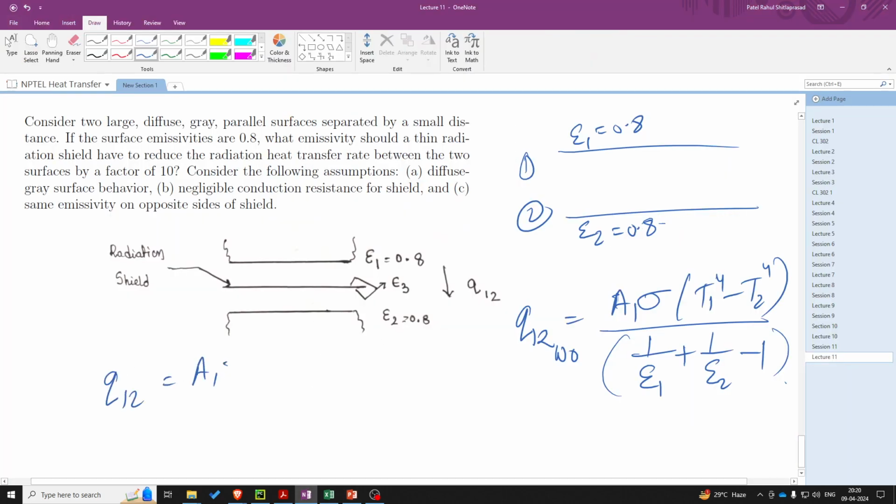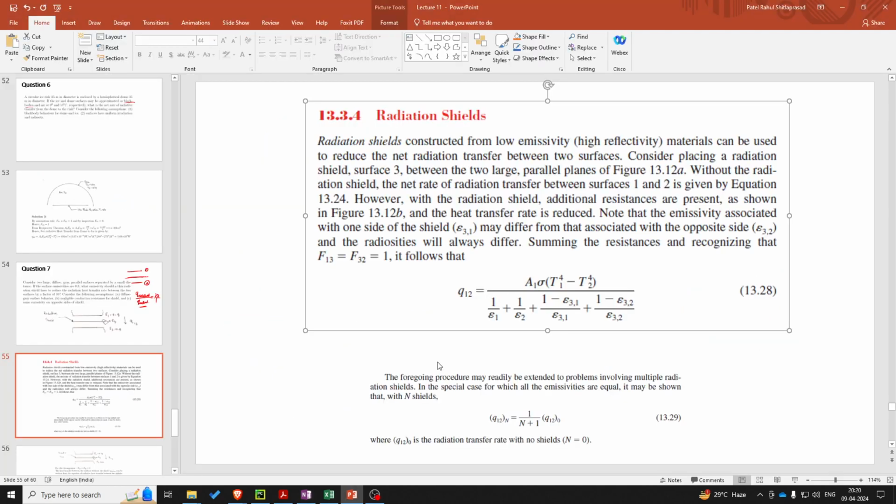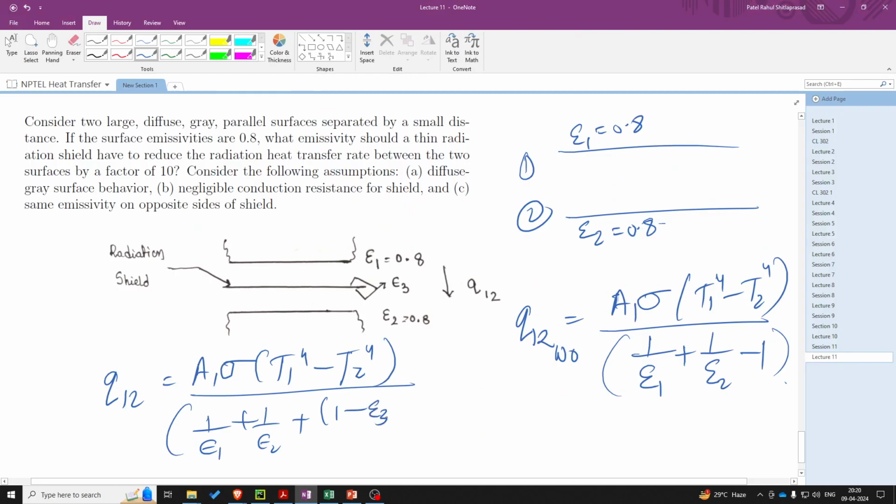Q12 is equal to A1 sigma (T1 raised to 4 minus T2 raised to 4) upon (1 upon epsilon 1 plus 1 upon epsilon 2 plus 1 minus epsilon 31 upon epsilon 31 plus 1 minus epsilon 32 upon epsilon 32). So this is with shield and this is without shield.